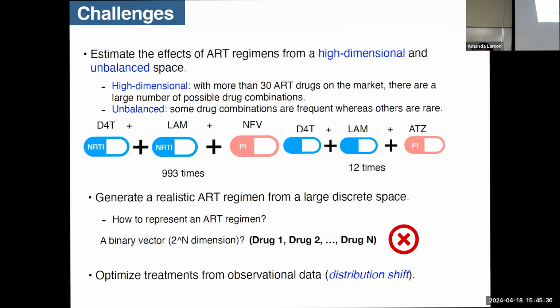Another challenge is that we want to optimize sequential treatments from observational data. We have no way to interact with patients and say, okay, I randomize patients to different regimens and see what their outcomes are. You cannot do that from observational data. So there's a typical challenge called distribution shift. How can we address that? That's another challenge.